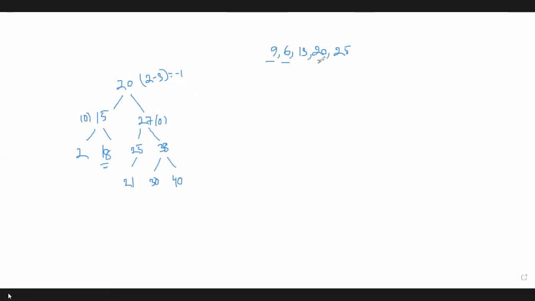So if we want to delete 20, we have to replace it by a node from its left subtree or from the right subtree. Now we'll replace it with a node of the left subtree, that is 18, because 18 is the highest one. So now the root node is 18 and its left child is 15, and 15 has only a left child 2. The right child is 27, and its children are 25, 38, 21, 30, and 40. Now calculate the balance factor.